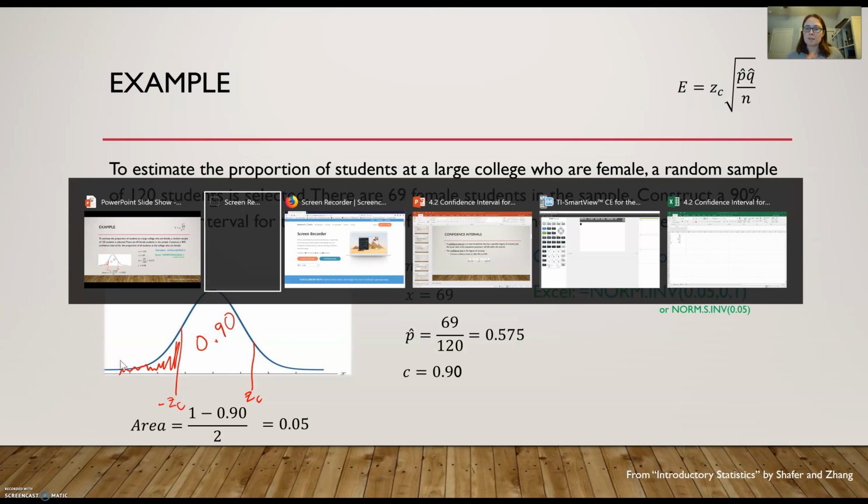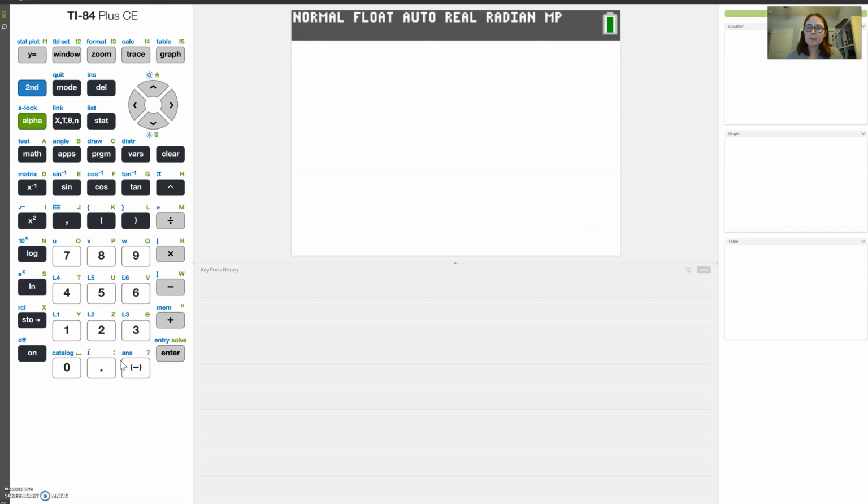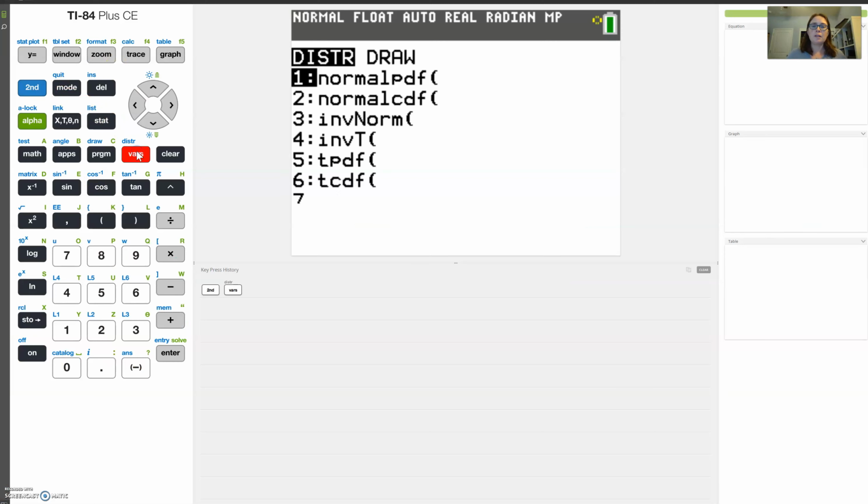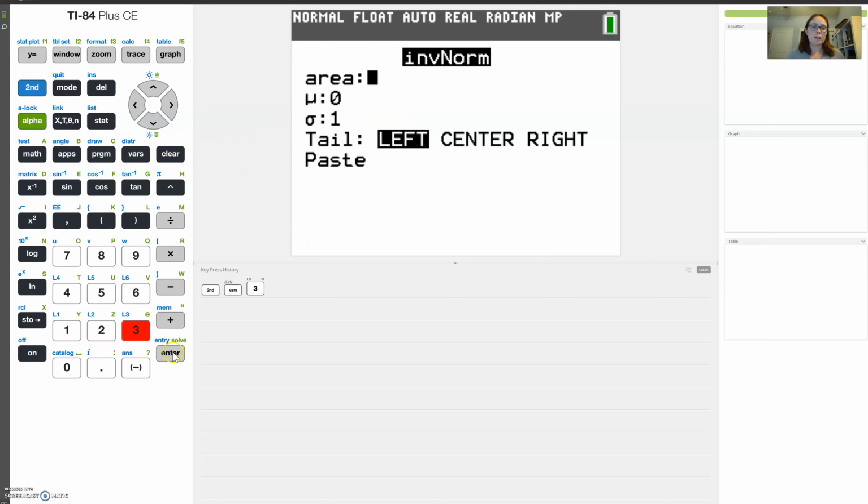So let's go to our calculator and see how that works. So in the calculator, I go second distribution. I need the inverse because I'm plugging in an area to come up with a z-score. So 0.05, and then the mean and standard deviation are already there. Now in this particular calculator, I could have just used the area of 0.9 and chosen a center tail, and that would have gotten me the answer, but not every calculator has that option here.